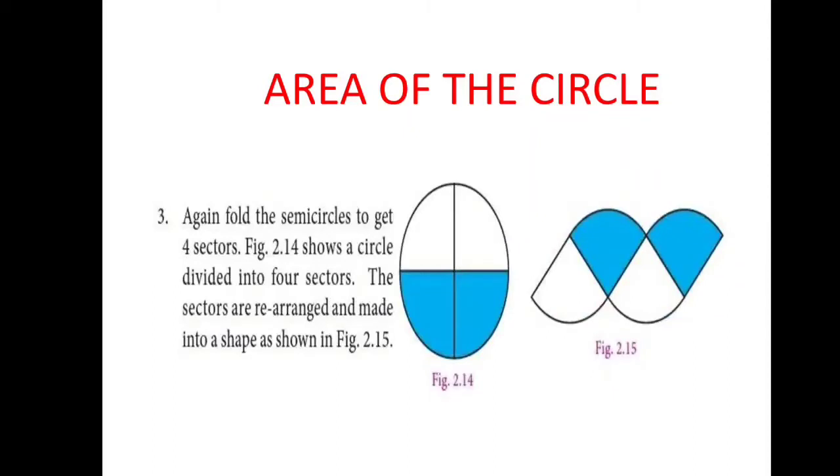So again fold the semicircle to get four sectors. If you are folding the semicircle again into two fold, we will be getting four sectors. So likewise we have to fold it and rearrange it into a shape as shown in the figure. After folding it we can cut this into four sectors and you can arrange it like this.